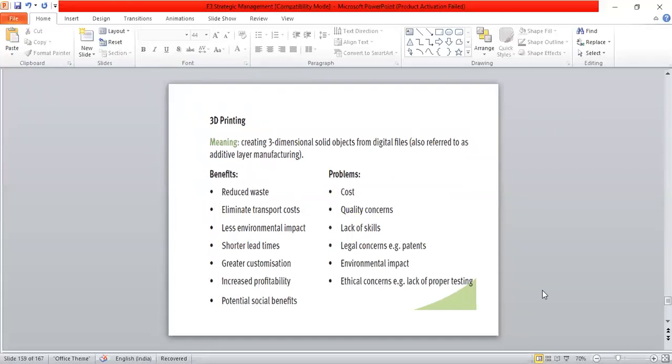Then we have another technology called 3D printing. What does it mean? 3D printing means creating three-dimensional solid objects from digital files. The picture is multi-dimensional, so you can see all the aspects of that particular figure. A 3D image helps in understanding the multiple facets of that particular image, also referred to as additive layer manufacturing.